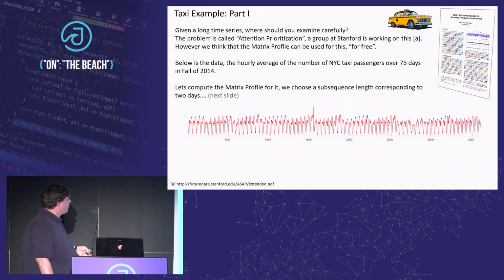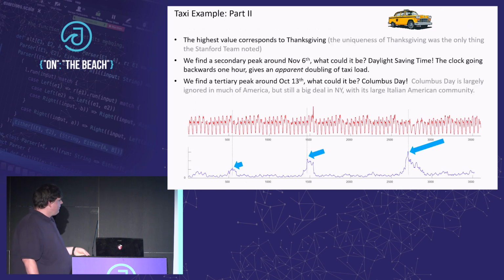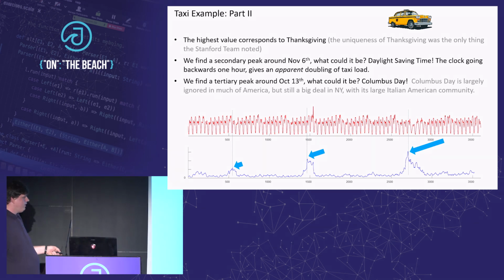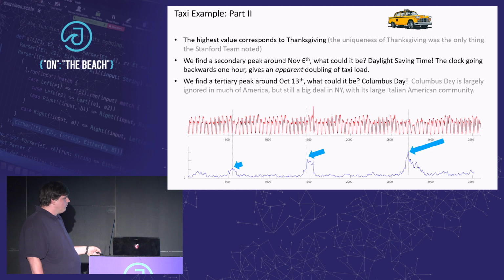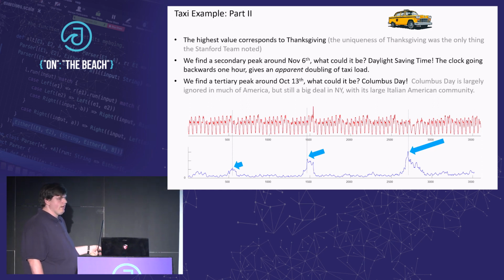Applications of the matrix profile. Just one example, we have some taxi data from the fall of 2014. We can compute the matrix profile for this data, using a subsequence length of 2 days. What we get from that is 3 discords, or 3 anomalies, one located around Thanksgiving, which is when taxi traffic drops because people are at home or not around.